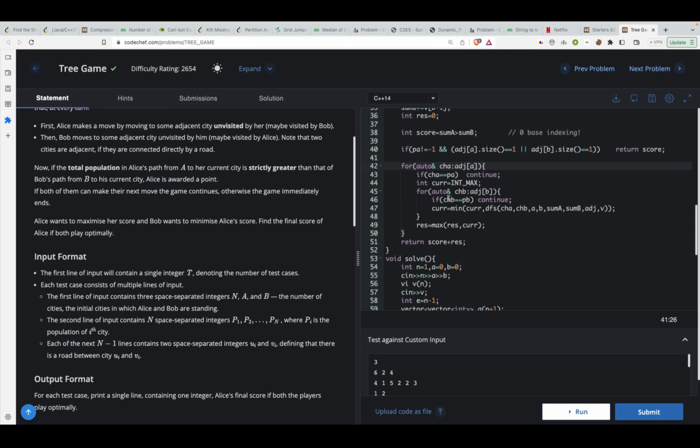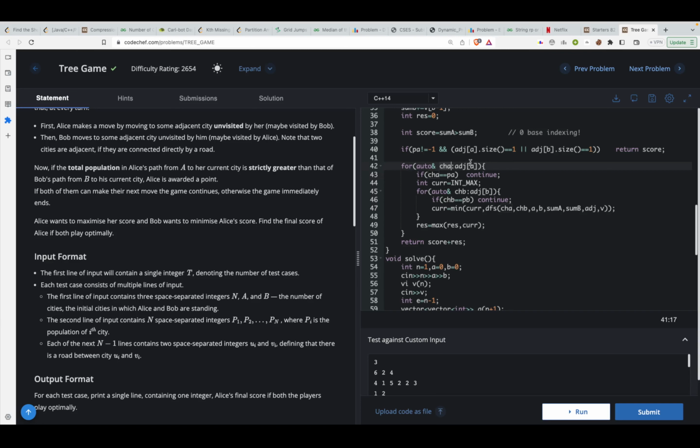Else what I can say is that Alice can select any of the cities she wants to go to. Cool. The only exemption would be that she cannot go back to the city she just came from. So that is an exemption. And then Bob can also go to any of the cities. So let's say Alice selects a city, CHA, child of A, I'm saying.